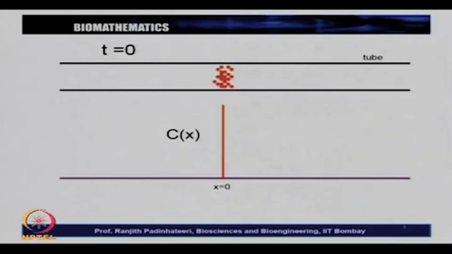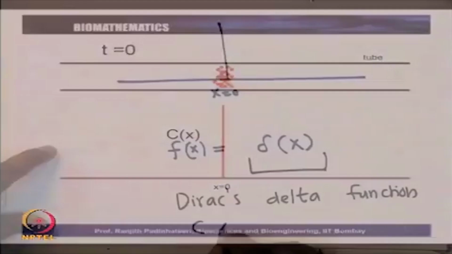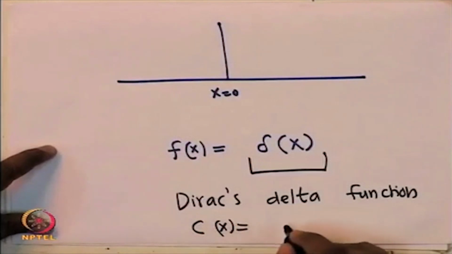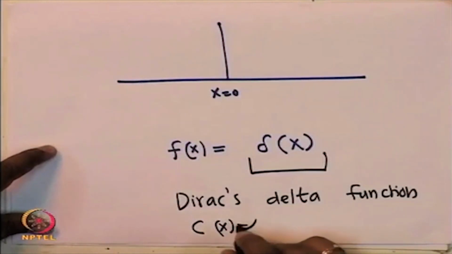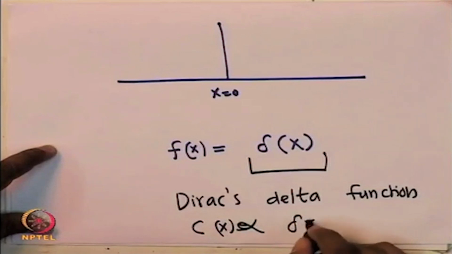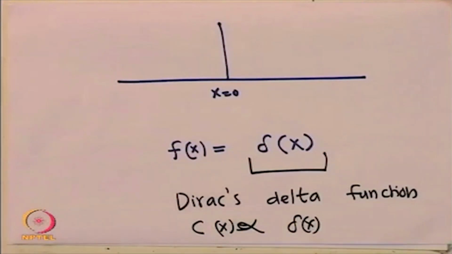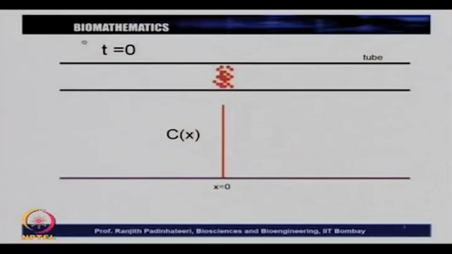C of x is directly proportional to the delta of x, the Dirac delta function. So, this is a way of saying this mathematically. Now let us think physically for the moment. Let us just keep the mathematics apart.